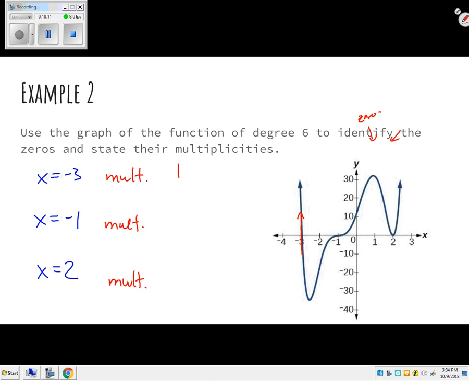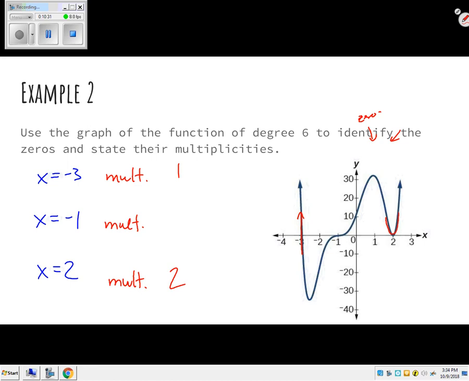I'm going to skip down to 2. At 2, here's where it just bounces off. Okay, it comes down, touches it, stays on the same side. If it just touches, the multiplicity has to be even. I think of the nicest even number I can think of, and that is the number 2.